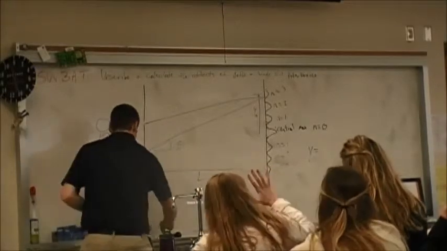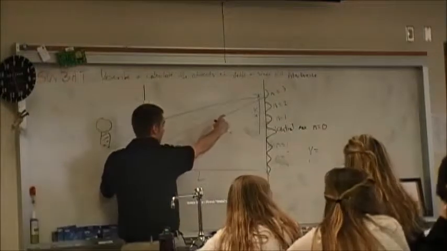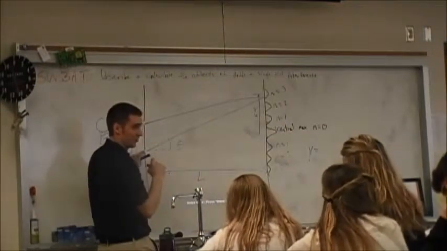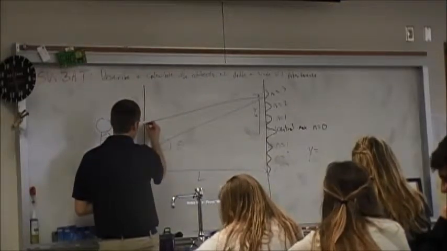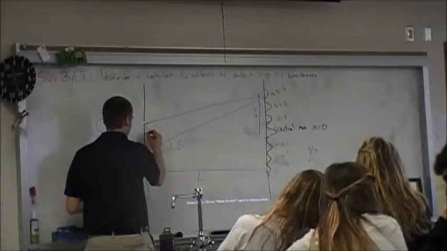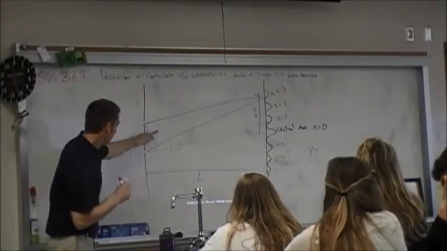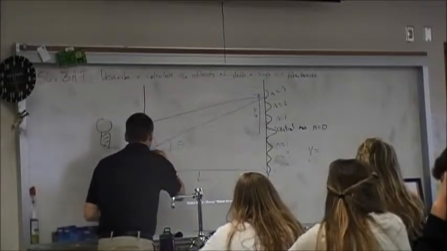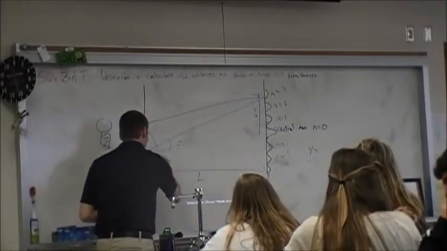Now, here's the thing. This bottom wave has more wavelengths than this top wave. How many more? Well, if I draw this little right triangle in here, the red, the blue, and the black, and I look at this blue section down here, I call that some length S.